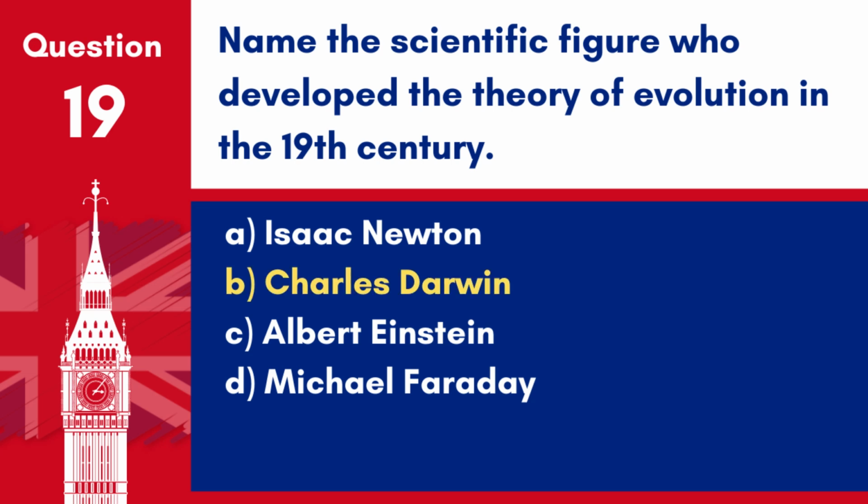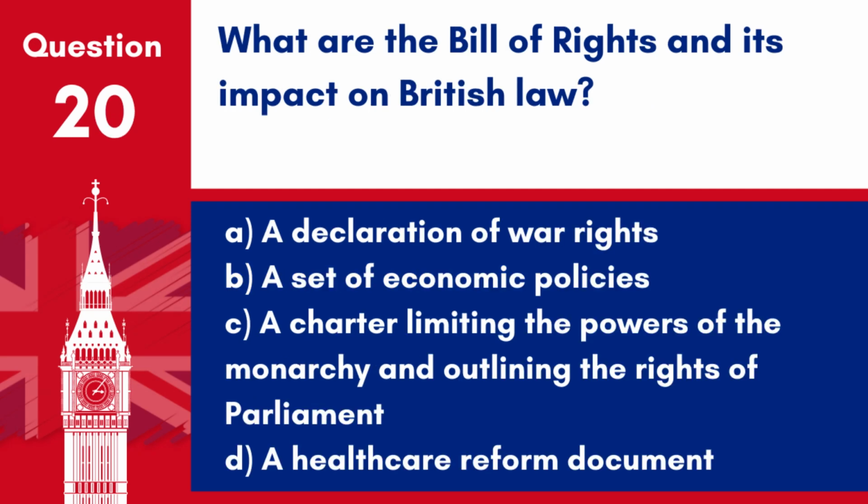Answer: B. Charles Darwin. Charles Darwin developed the theory of evolution, which he detailed in his 1859 book, On the Origin of Species.